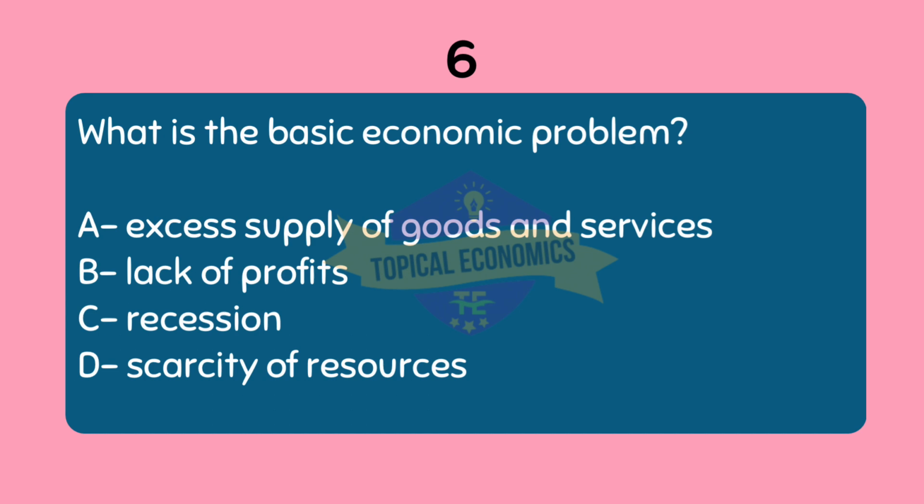Looking at the other options. Option A, excess supply of goods and services, can occur temporarily but is not a fundamental economic problem. Option B, lack of profits, is a concern for businesses but does not represent the underlying economic issue for society as a whole. And option C, recession, is an economic downturn, not the central problem that drives all economic activity.